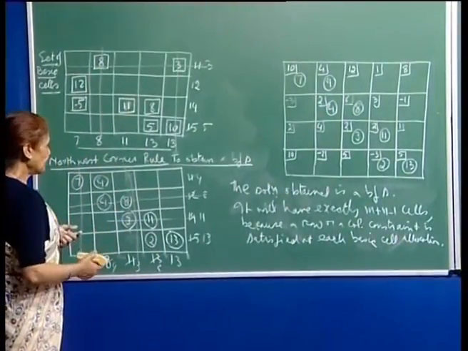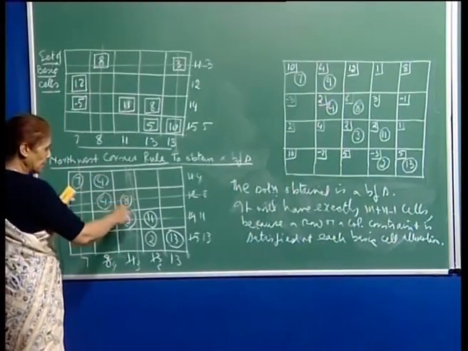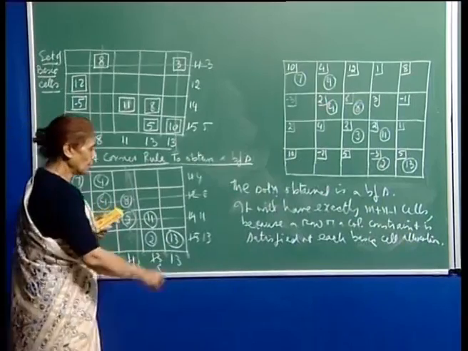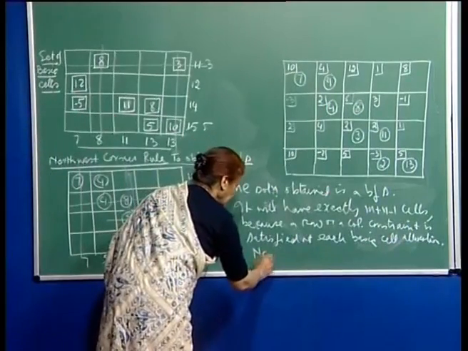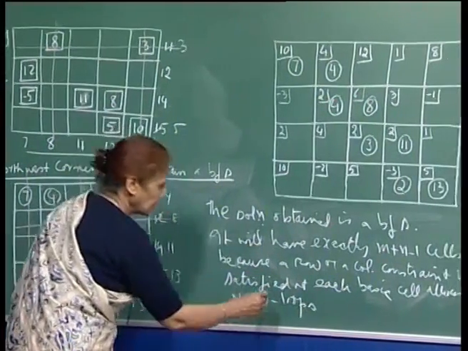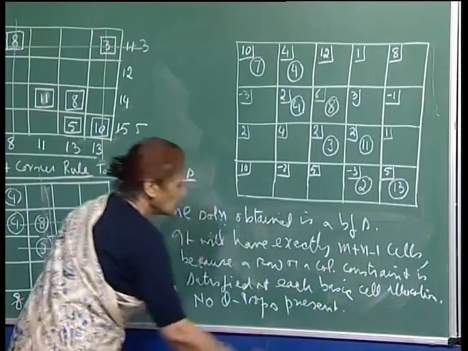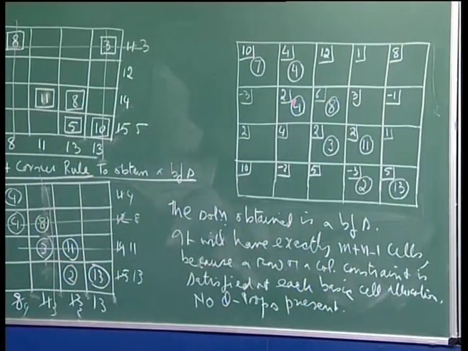And why will it not have any theta loops? Because I will never go back. You see the movement, the way the movement is, and no theta loops are present. You can argue it out yourself. So, this is a basic feasible solution. Just see how easy life is.